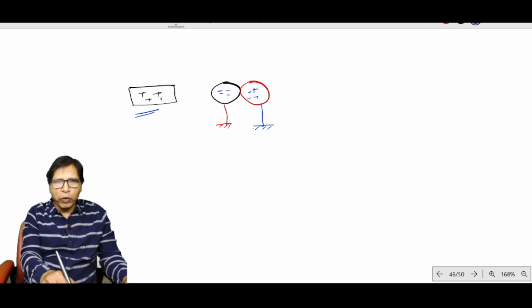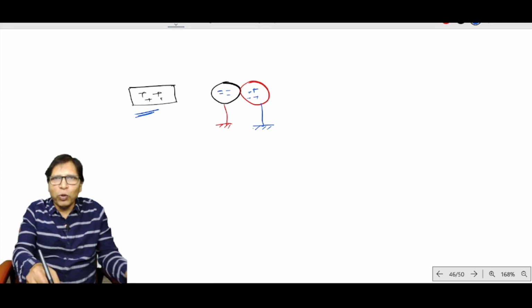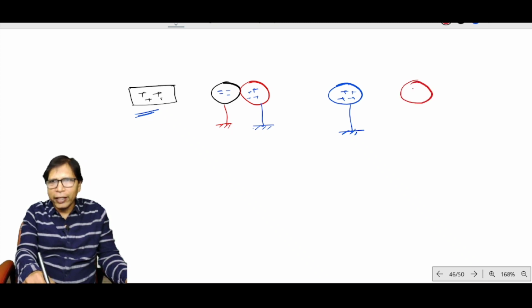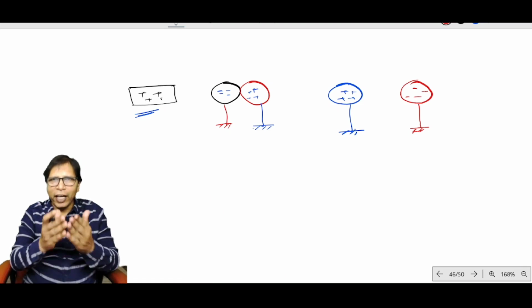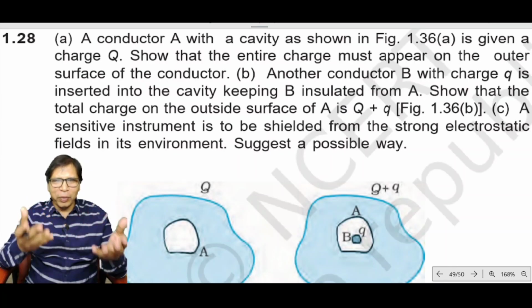Now, keeping the inducing charge here, the two bodies are separated from each other. So one body gets positive charge, and the other body gets negative charge. In this way, we can get positive and negative charge simultaneously with the help of induction. Okay. Now look at this, a numerical on electrostatic induction.